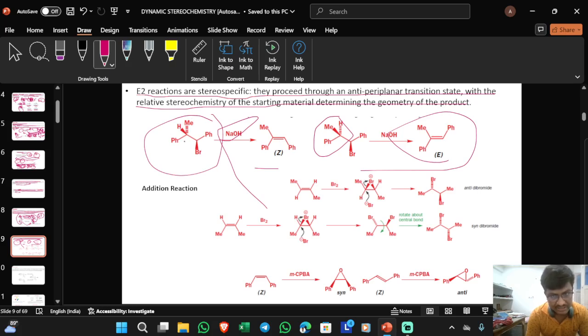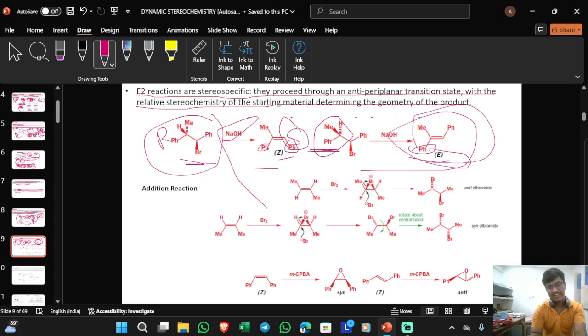To calculate, these are R because Me is dash and H is base, but Me with H dash is S. I am not exactly calculating which are R and which are S. But the products differ: one is Z and the other is E. Z means Ph and Ph, with more substituent groups on the same side. E has more substituent groups on the opposite side.